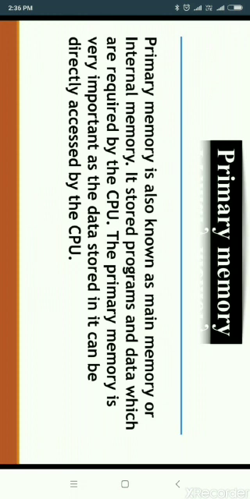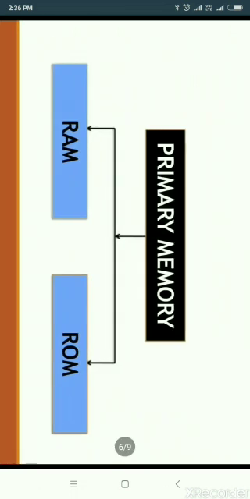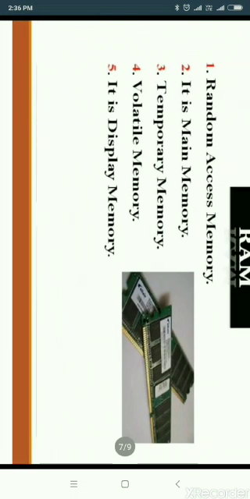Primary memory is generally made up of semiconductor devices. It is faster than secondary memory. Primary memory is fixed on the motherboard inside the CPU cabinet. A computer cannot run without primary memory. Primary memory is also divided into two categories. First, RAM, random access memory, and second, ROM, read-only memory.